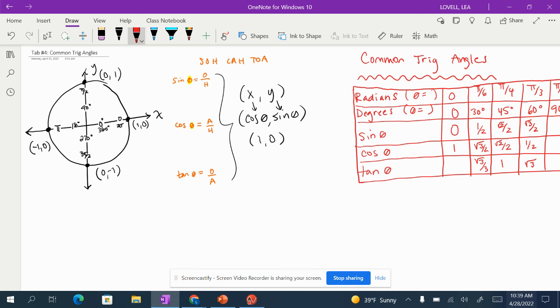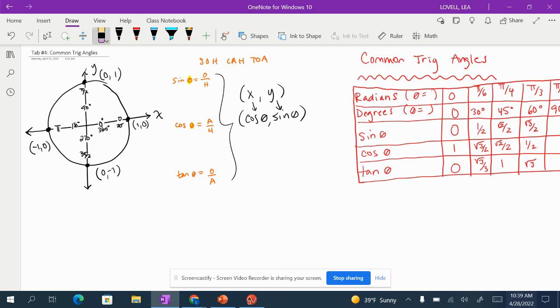And then since tangent is sine over cosine, we can directly substitute from our values up here, and we would get the tangent of 0 is the sine of theta, which is 0, over the cosine of theta, which is 1, and that's going to give us 0. So the tangent of 0 is going to be 0. All right. Let's go to our next point on the unit circle.